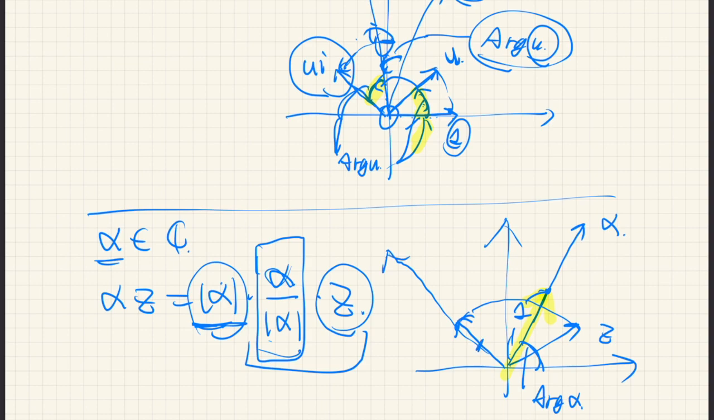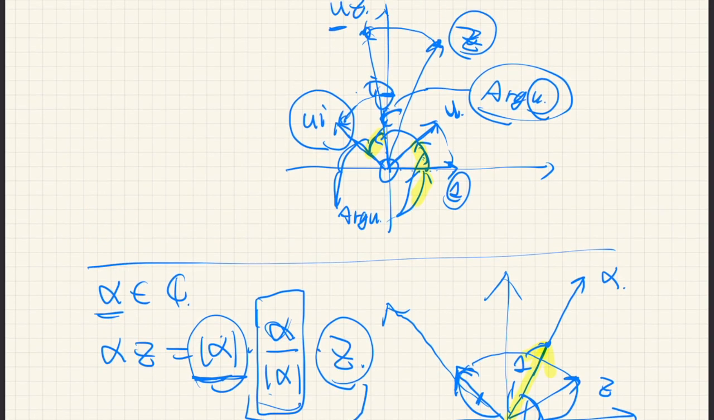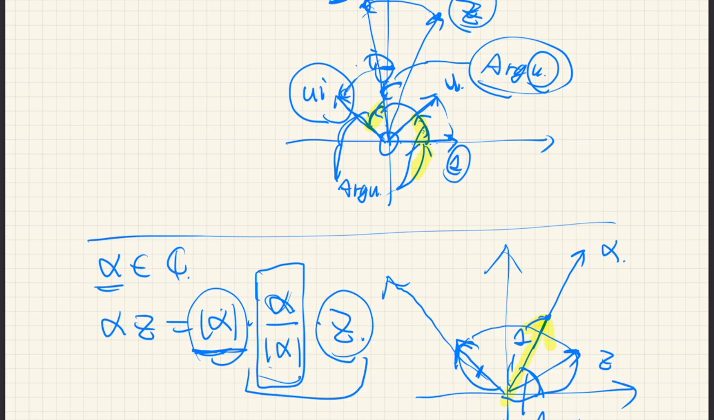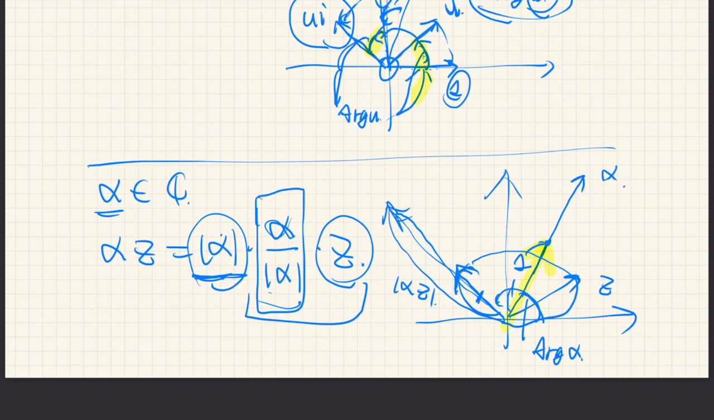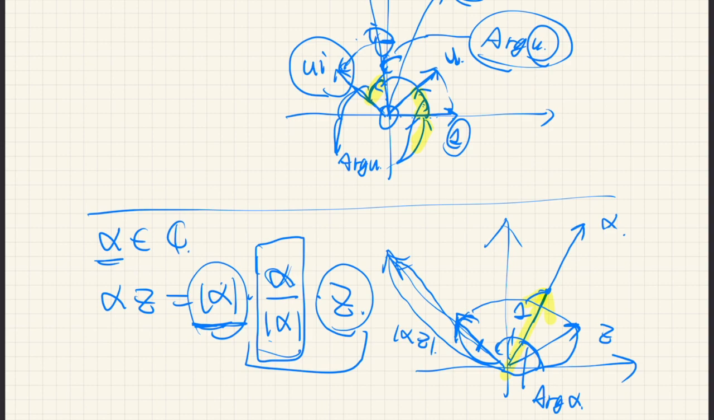So this length is the same as this length, and this length is the same as the absolute value of z times the absolute value of alpha. So first rotate, then scale. Or either way, of course, we have commutativity of complex multiplication, so we could rather scale first, then rotate. Same thing.